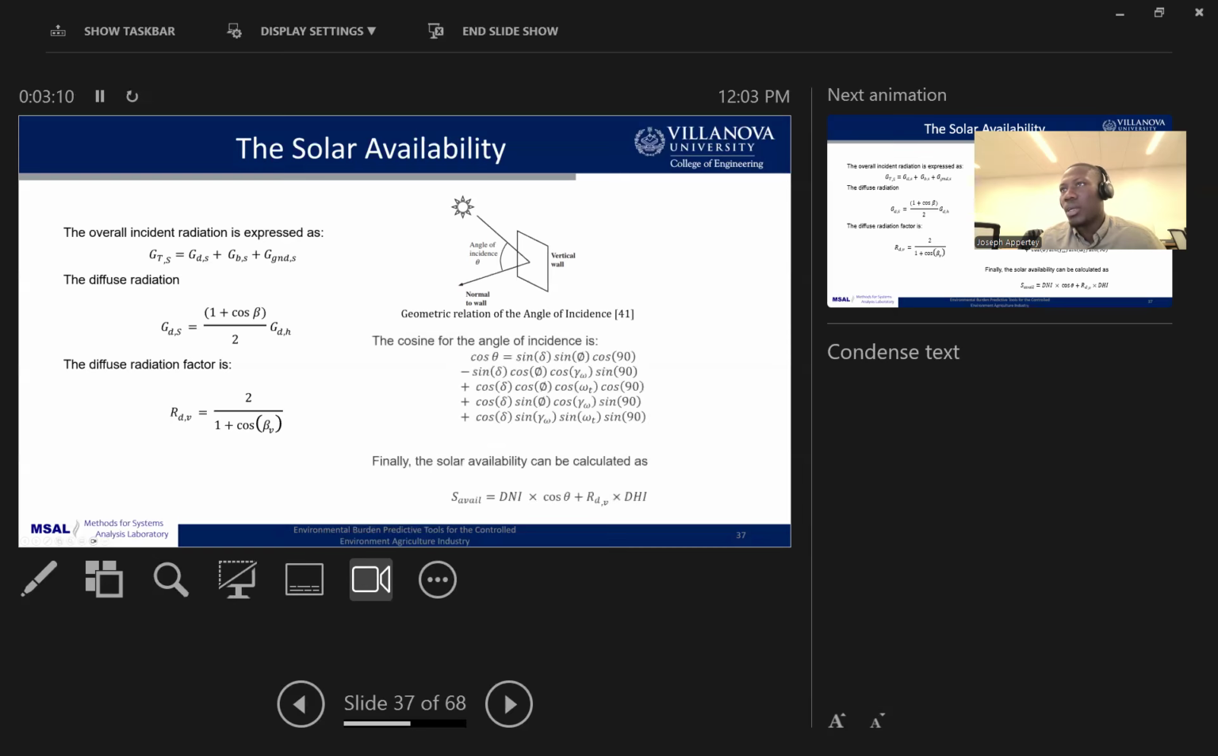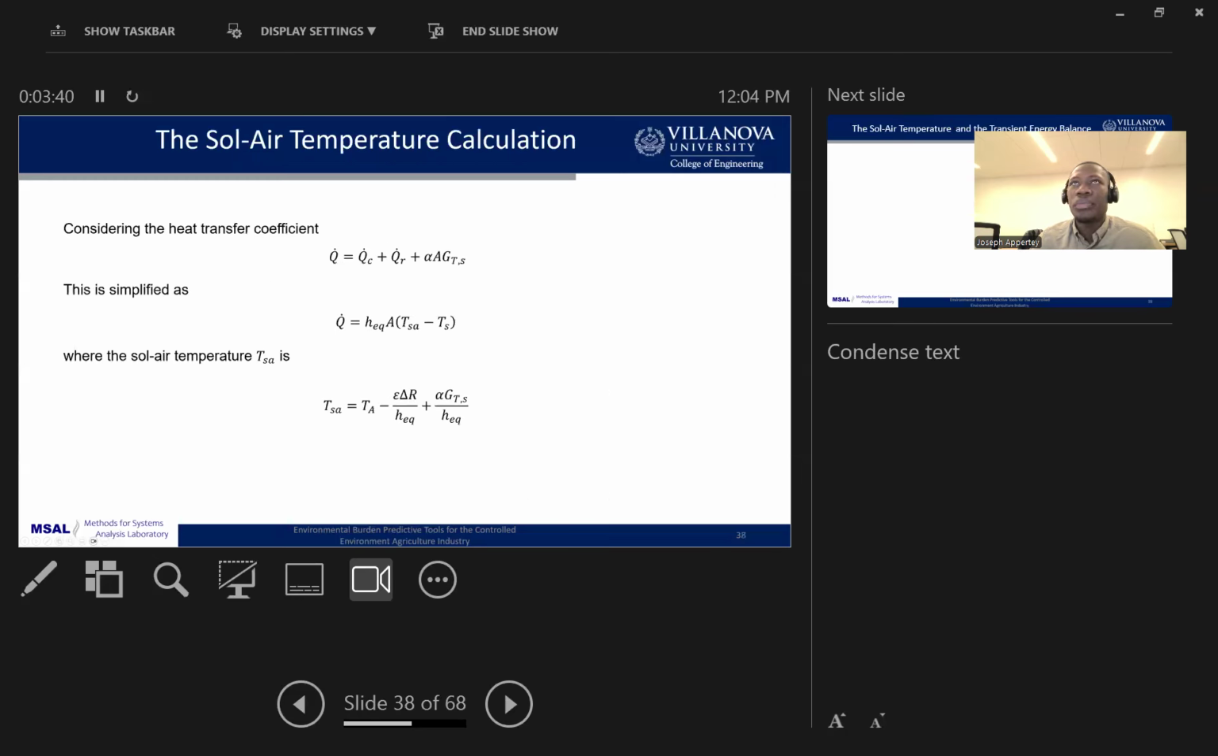that's the vertical wall. So the geometric relation of the angle of incidence is shown above, and then the incidence angle can be calculated with this equation, but we are considering a vertical wall. That's where we consider the tilt angles to be 90. So based on the orientation, these angles are subject to changes. And finally, the solar availability can be calculated considering the direct normal irradiation and then the diffuse horizontal radiation.